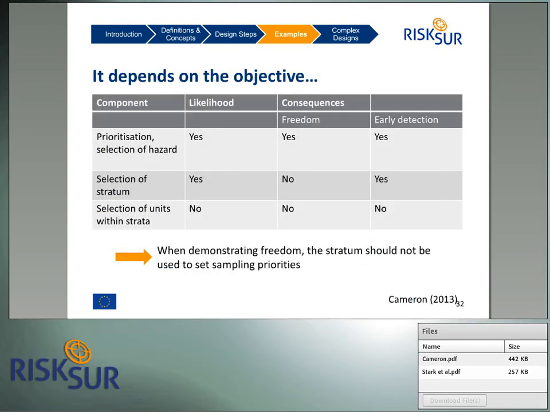A further point is that risk-based designs are not equally advantageous for all surveillance objectives. This is summarized here. You can see, while there is always a benefit in being able to focus on hazards that are most relevant, the selection of high-risk strata is less important when proving freedom from a disease, as here it is crucial to be able to demonstrate that it is absent from all strata. Finally, as said before, units within strata should always be selected at random, regardless of the surveillance objective.